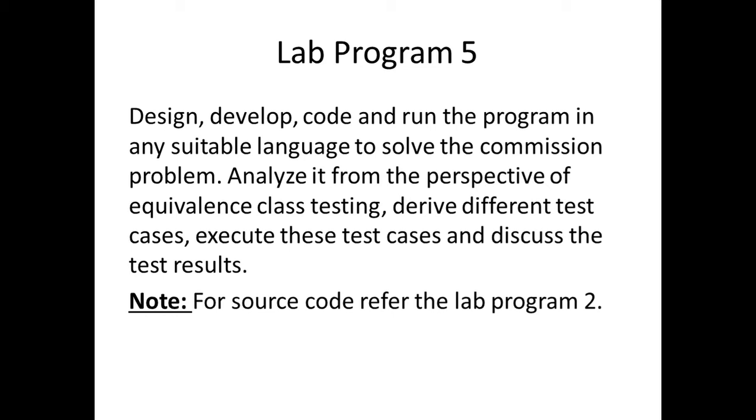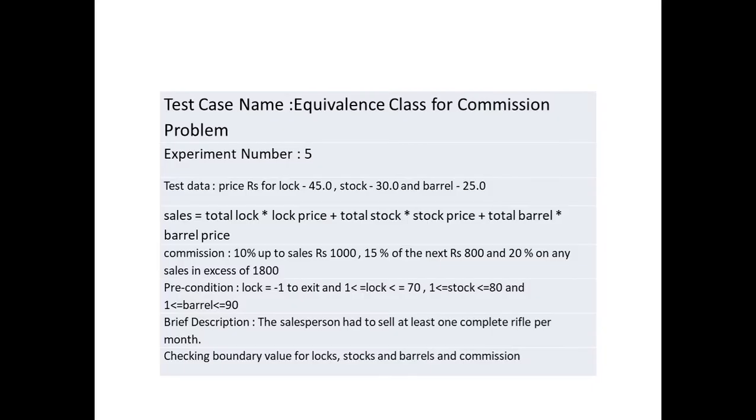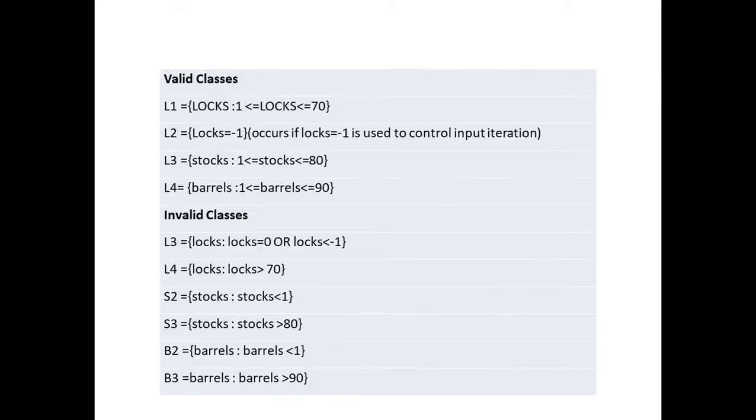As I told, for equivalence class testing, we have four types of test cases, that is weak normal, weak robust, strong normal, and strong robust. So for all four types of test cases, we need to write the equivalence class test cases. Again, we have a test case name and the test data, similar to the previous program, that is lab program 2, and a precondition, that is the limit you are giving for locks, stocks and barrels. Next, a brief description about the commission problem.